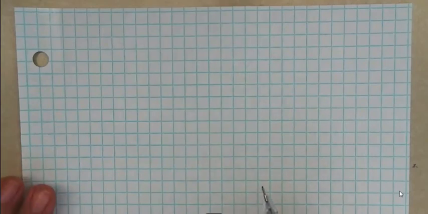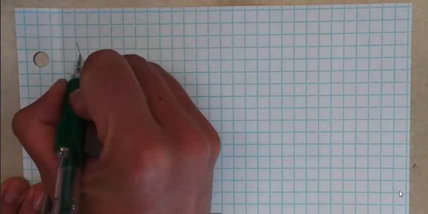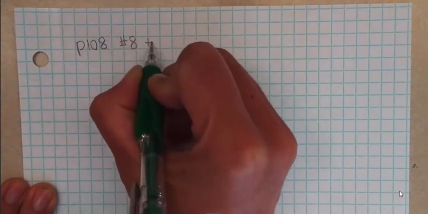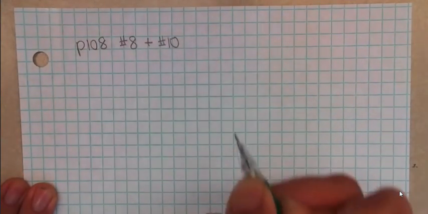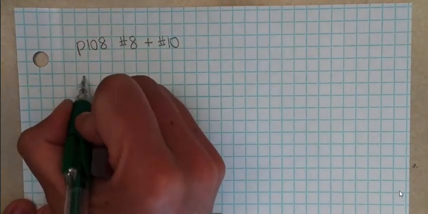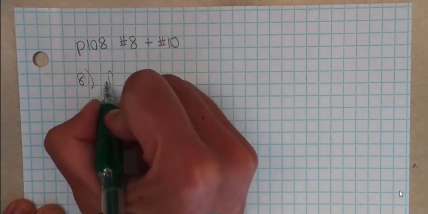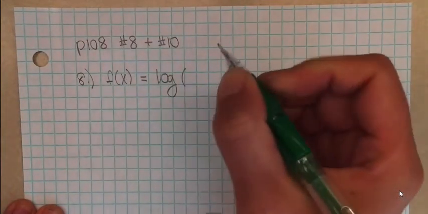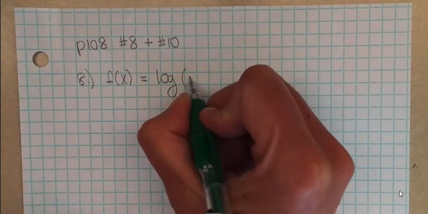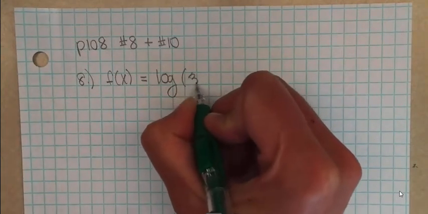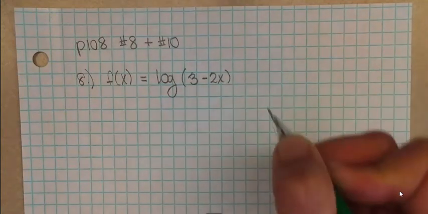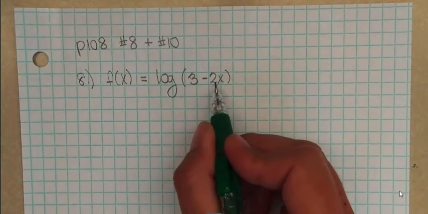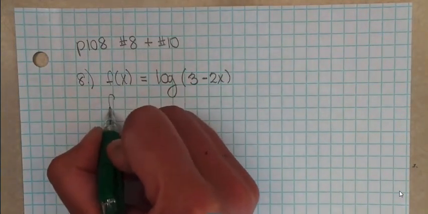I'm going to do a couple of examples out of the book with you. So this is on page 108. I'm going to do number 8 and number 10. Some graphing. So 8 is f of x equals log of, I think they put 3 minus 2x. Now for me, it's a little bit easier to put the x first so I can see what's happening. So I'm going to rewrite that.